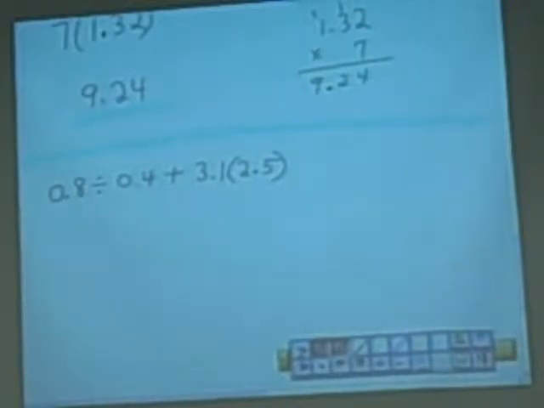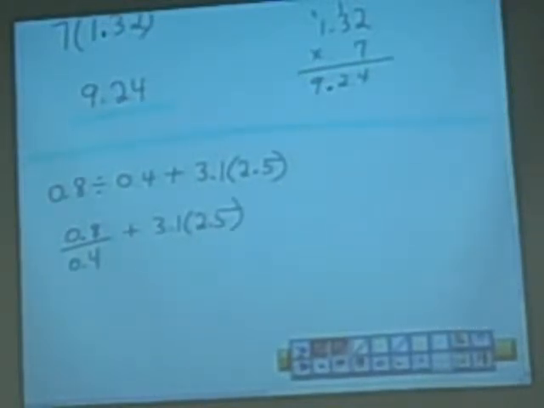We've got division, we've got addition, we've got multiplication. What do we do first? Division. Yeah, division because it's from left to right, right? Left to right. So, remember I was telling you when you're dividing to put it in rational form or fraction form? Yeah. Good idea to do it here. Okay, so here we have 0.8 over 0.4. And then we're just going to bring everything else over. Plus 3.1 times 2.5.